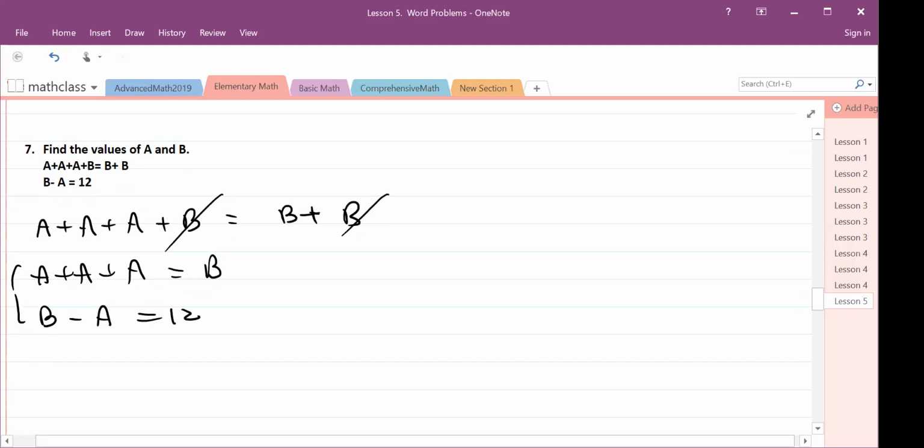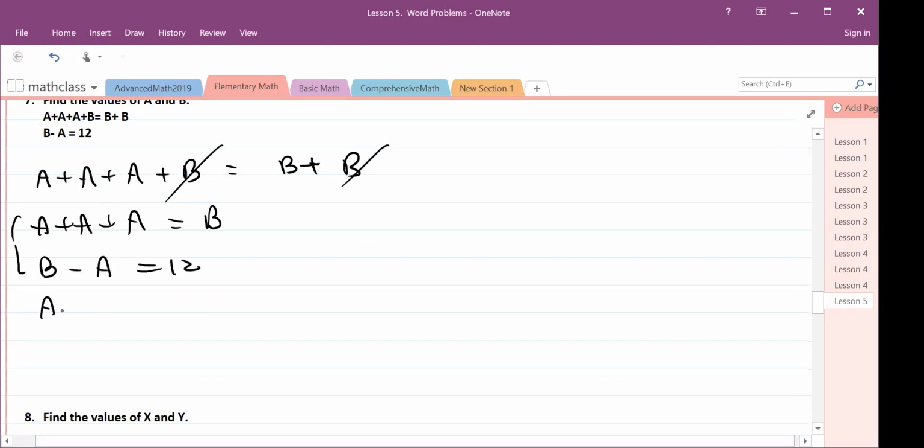Well, then what should you do? So B is equivalent to 3A's, clear? So why not put the 3A here in place of B? B minus A equals 12, because B is equal to 3A's. So B minus A is going to be, B is 3A, B minus A is 2A.